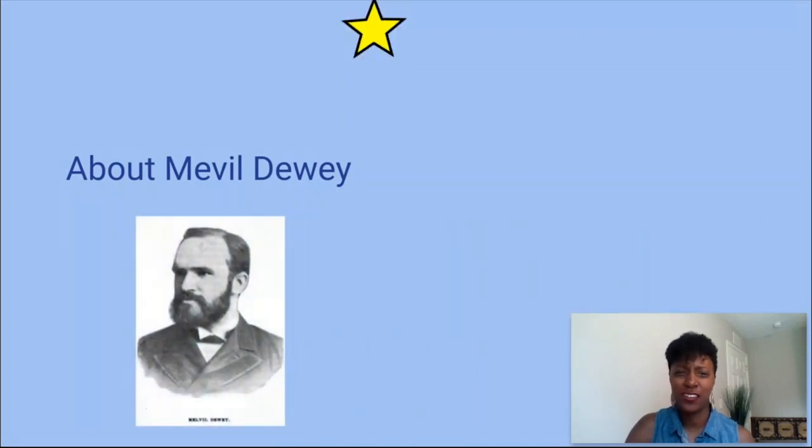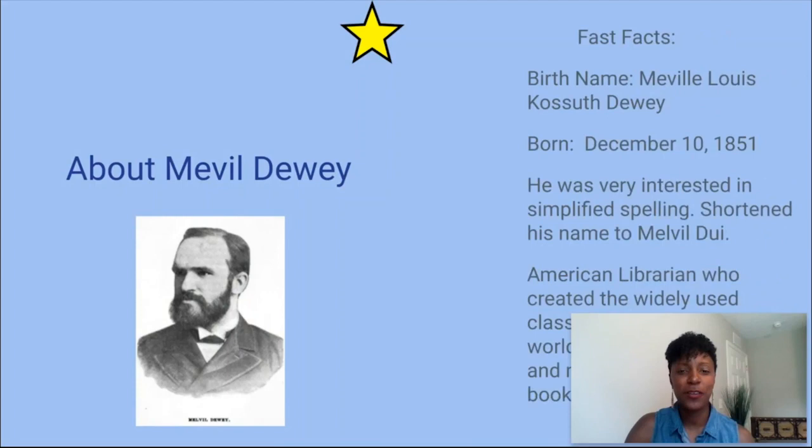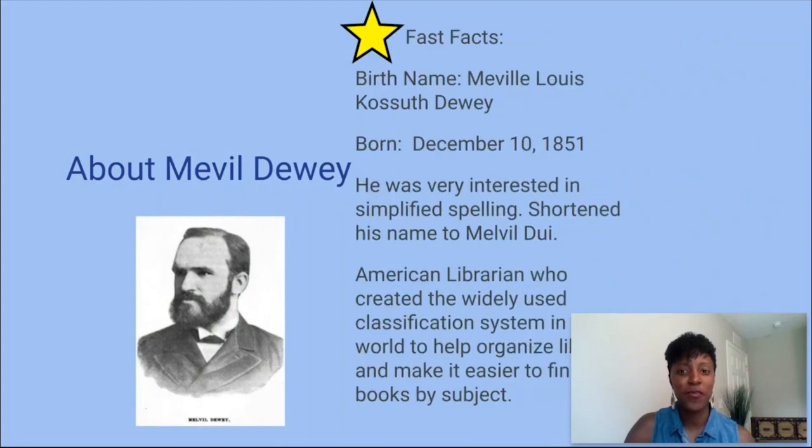Who created it? Where did it come from? Well, it was created by a man by the name of Melville Lewis Kossuth Dewey. He was born December 10, 1851. I know, a really long time ago. But interesting fact about him, he was very interested in simplifying spelling. At one point, he even shortened the spelling of his own name.